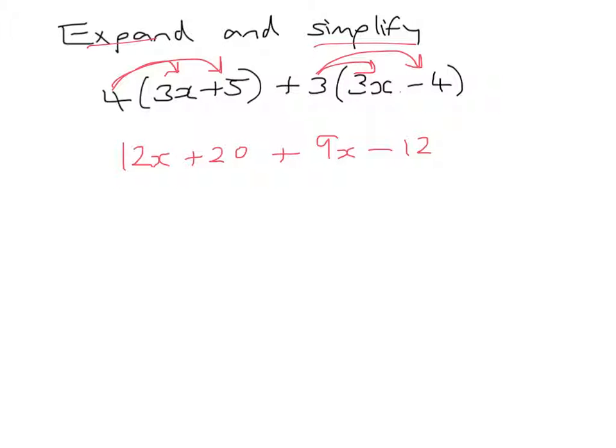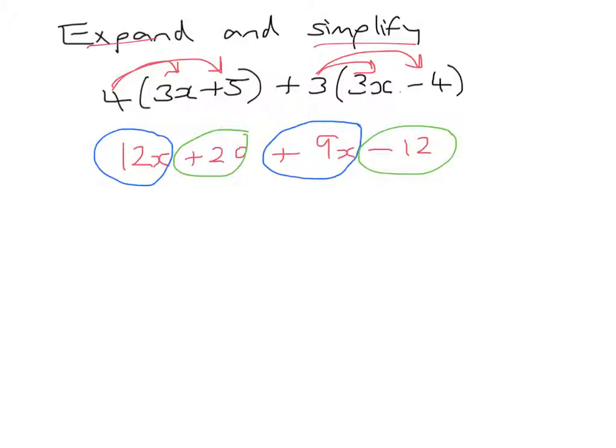Right, that's my expanding done, now the simplifying. Circle the matches, including the signs in front. May I use different colours? And plus 20 and minus 12, those are just the numbers. Right, now I can combine it. 12x and 9x, well, 12 plus 9 is 21x, and I've got a plus 20 minus 12, so plus 20 minus 12 is 8, so that's a plus 8. All done.